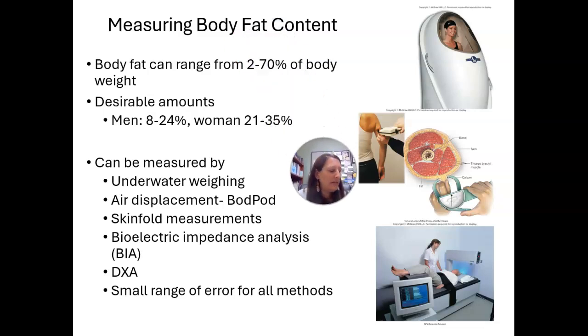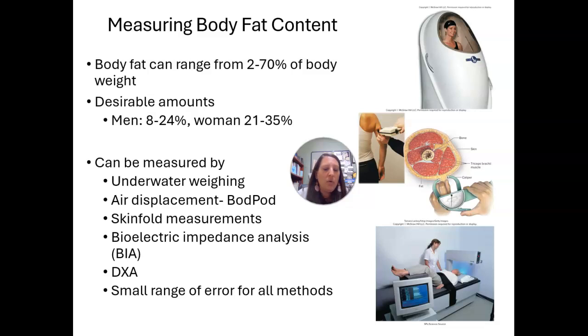So again, the second thing that we need to take into account when thinking about healthy weight is the amount of body fat, so body fat content. We can measure this. We'll talk about those measurements in just a second, but first, body fat can range anywhere from 2 to 70%. Body fat desirable amounts for men would be between 18 and 24%, and for women between 21 and 35%.